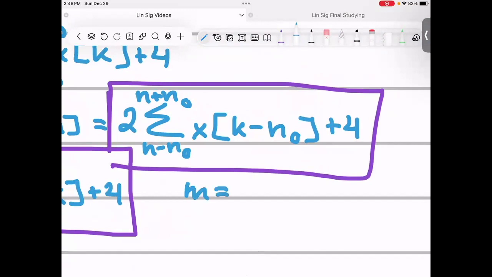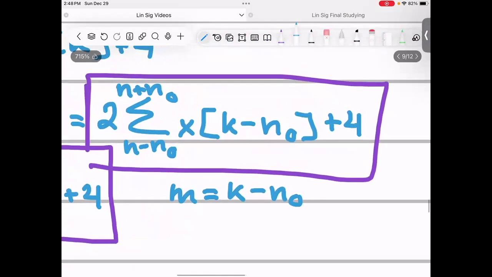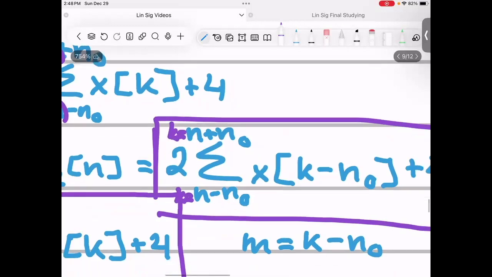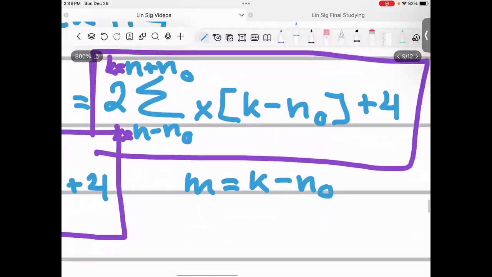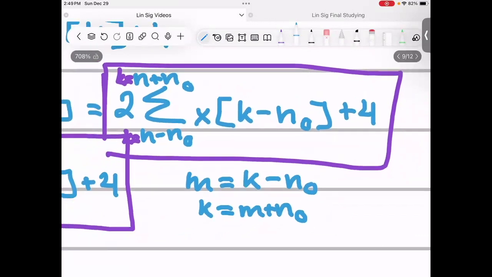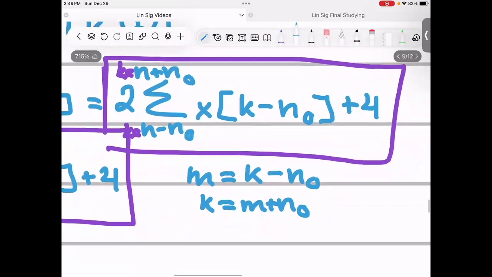So we have m equals k minus n naught, and then here, the first thing you do is solve for k, because there's a little k here. The summation is going from k equals n minus n naught to k equals n plus n naught. So we're going to solve for k equals m plus n naught. And then if this were an integral, you'd also want to take the derivative of m on both sides. So you have a dm to replace the dk with, or d tau with.